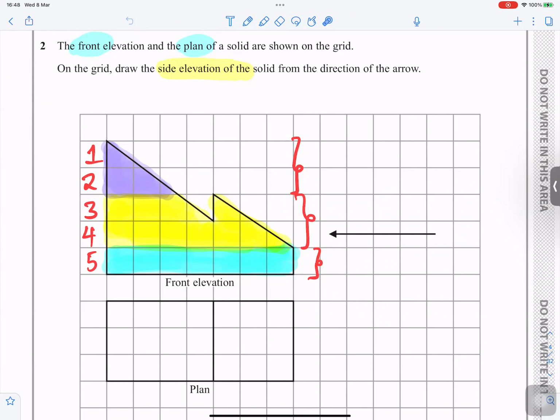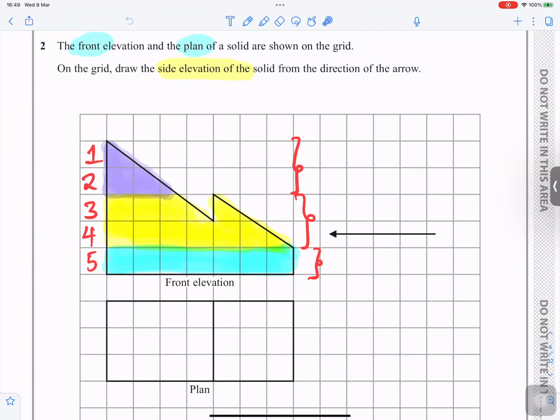Question number 2. The front elevation and the plan of a solid are shown on the grid. On the grid, draw the side elevation of the solid from the direction of the arrow. That is the arrow there. So I've divided into 3 different layers. Number 5 is 1 layer. Number 3 and 4 is another layer. And number 1 and 2 is another layer. So 1, 2, 3 layers with 3 different colors.